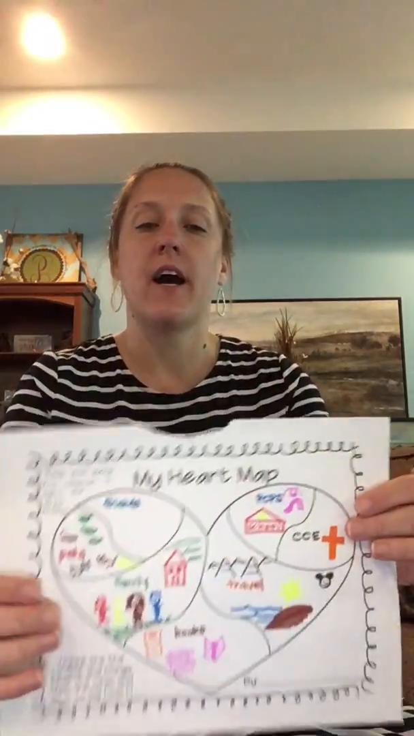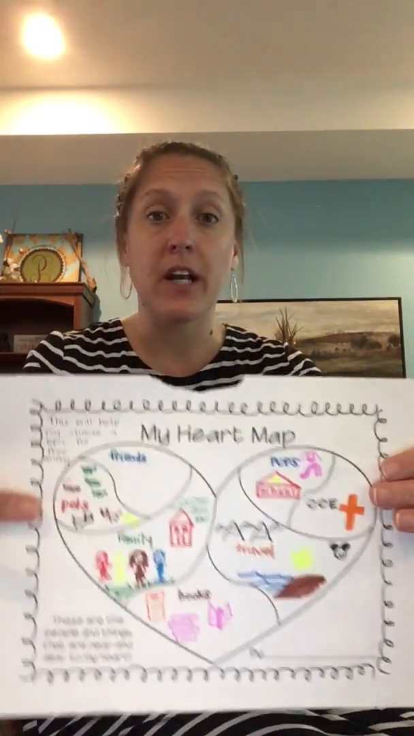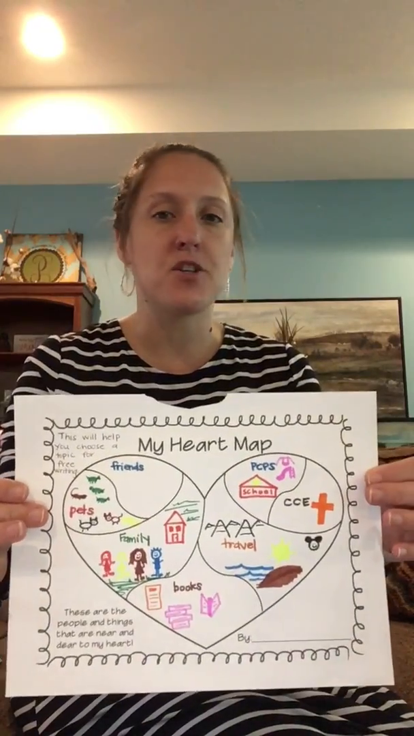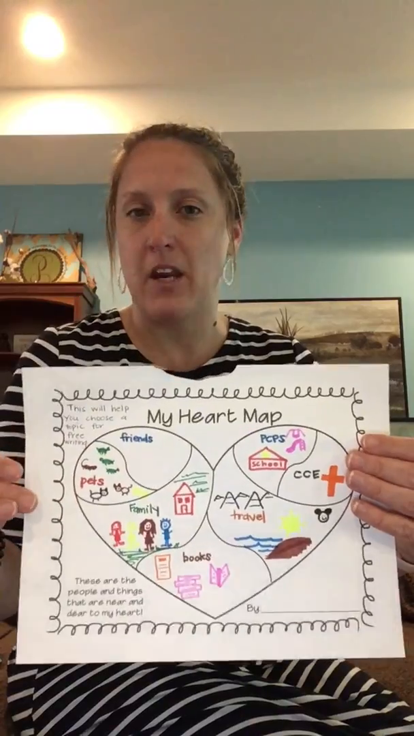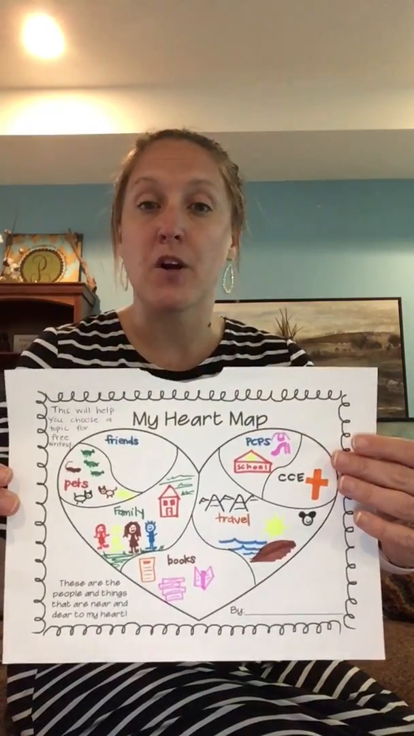So, the first thing that we did a few weeks ago, we made our heart map, and we're still going to use this to do writing. Any day that you want to write, you can pull out your heart map, you can look up something that's near and dear to you, draw a picture about it, and then you can write about it.